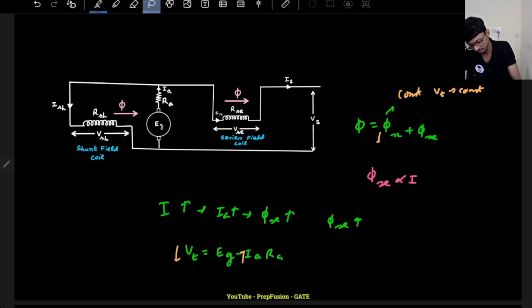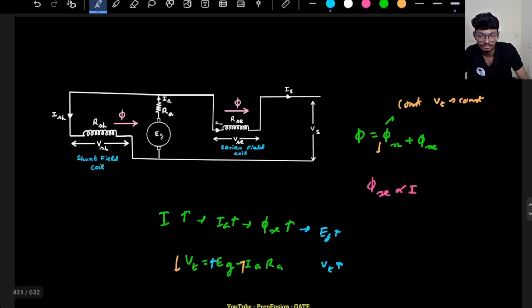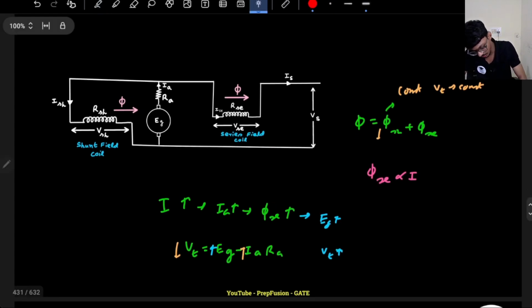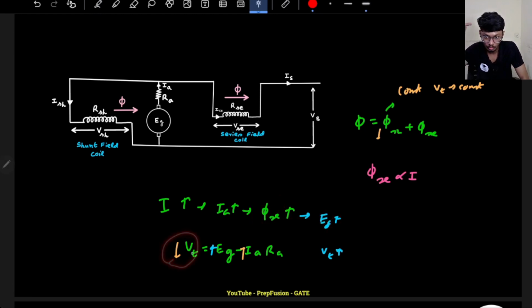If series flux increases, what will happen? That will just increase the Eg. If Eg increases, then the Vt also will be stabilized, Vt also will increase. Okay, so there are two ways in which this compensation can happen. All of it totally depends on how much compensation the series winding will give, right? Because the series flux is increasing, so the Eg will increase. By how much the Eg increases depends on whether the Vt will go lower or higher.